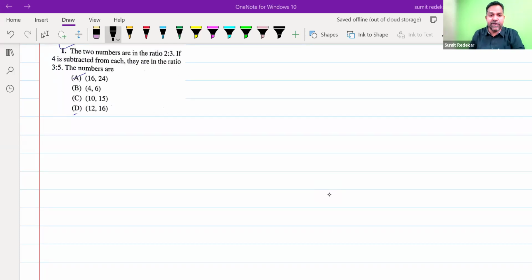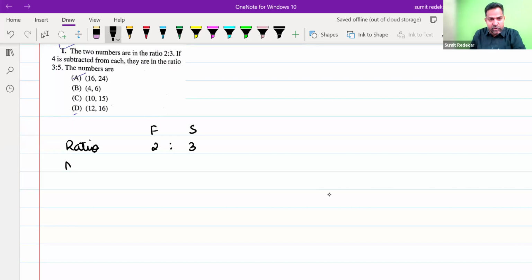Two numbers are in a ratio of 2:3. If 4 is subtracted from each number, they are in a ratio of 3:5. What are the numbers? This question is almost literally, obviously by changing the digits, a question that we have done in our sheet. Two numbers, let's call it the first number and the second number. We know their ratio. What ratio?